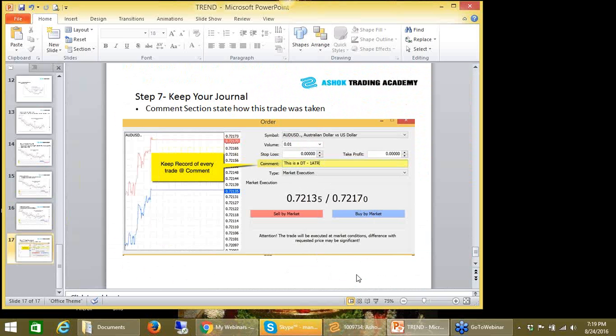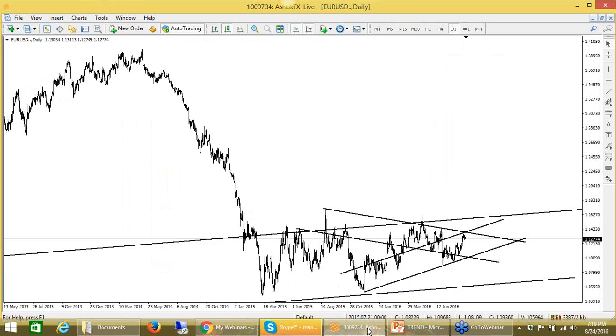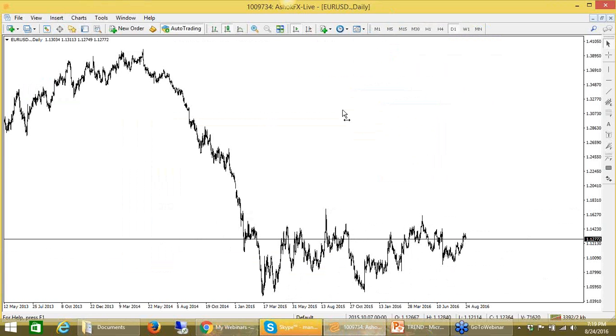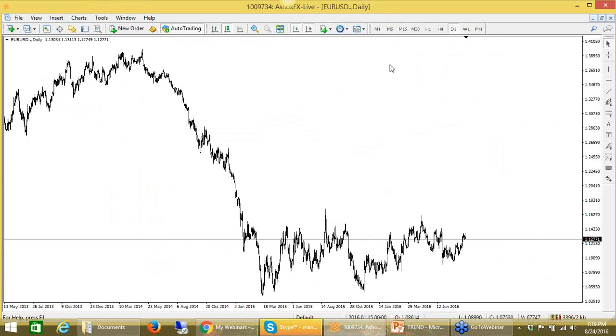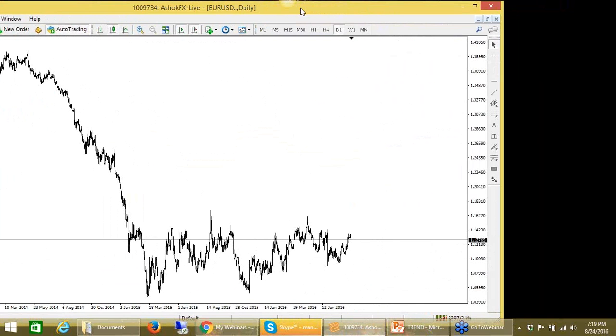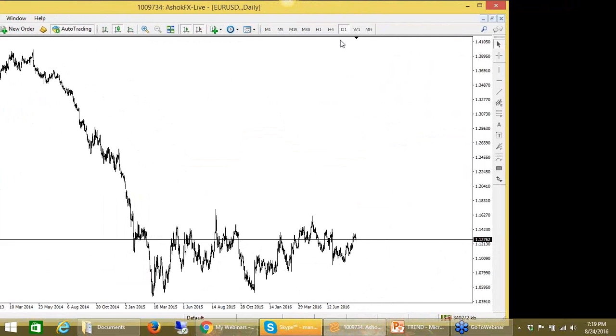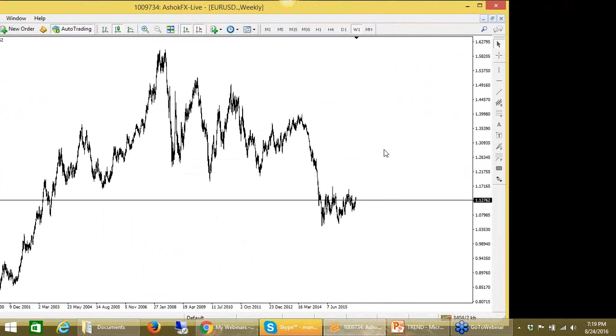Now I am going to explain all the 7 steps in a live trade method in my chart. Any currency also. Now I am going to draw, and if I want to catch the trend line first, this one is my weekly chart.